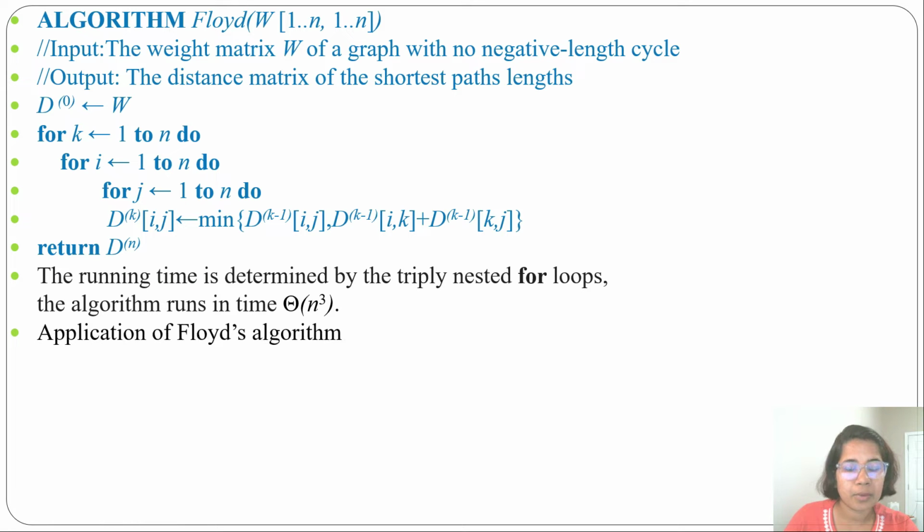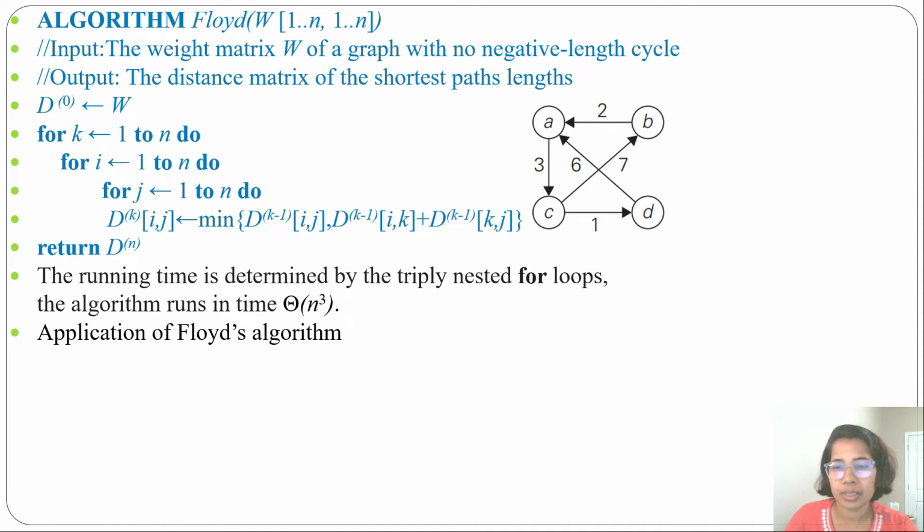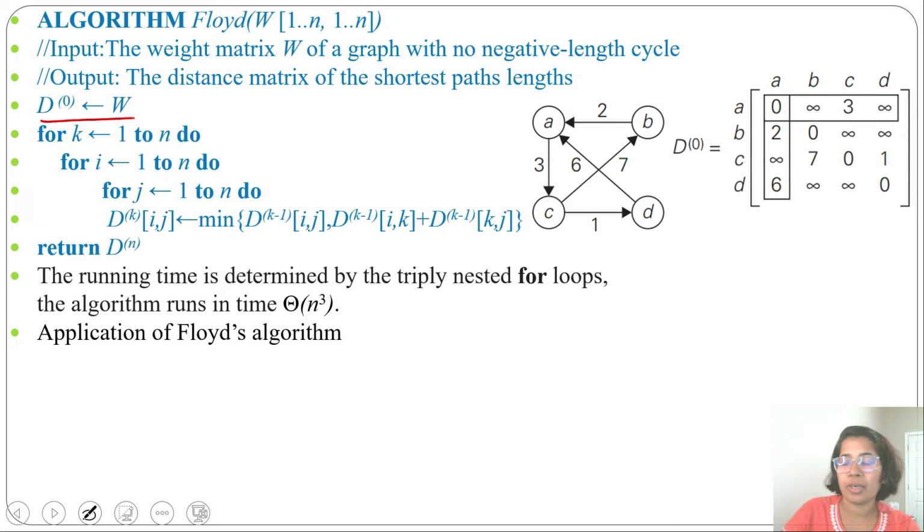Let's discuss one example of Floyd's algorithm. One directed weighted graph is given. So the weighted matrix will be D0. In D0 we'll write the weighted matrix. From A there is an out edge to C and the cost is 3, so A to C weight is 3. Then B to A weight is 2. Then C to D weight is 1, C to B weight is 7, D to A weight is 6. And the weights to itself are 0: A to A is 0, B to B is 0, C to C is 0, and D to D is 0. And the weights which are not defined are infinite.